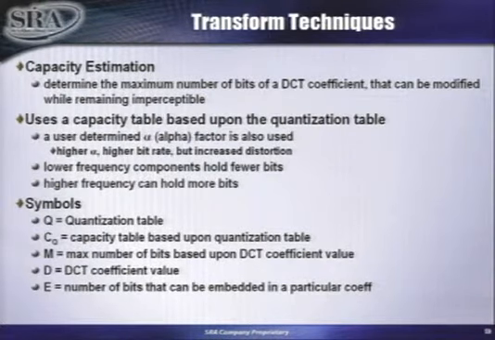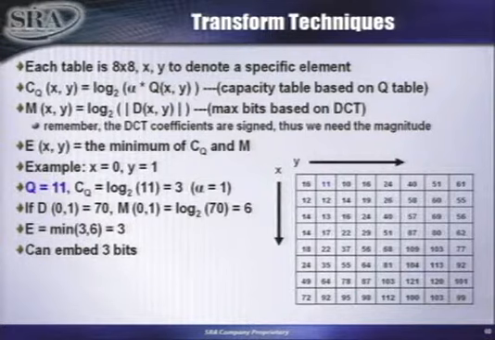Here on the screen now are some of the symbols. Q is the quantization table, C is the ultimate capacity, M is the max number of bits, D is the DCT coefficient, and E is the number of bits that can be embedded. And so we'll see that a little better here.